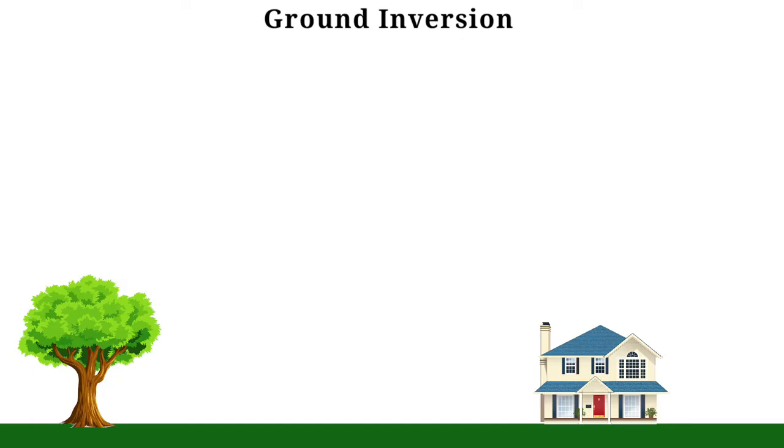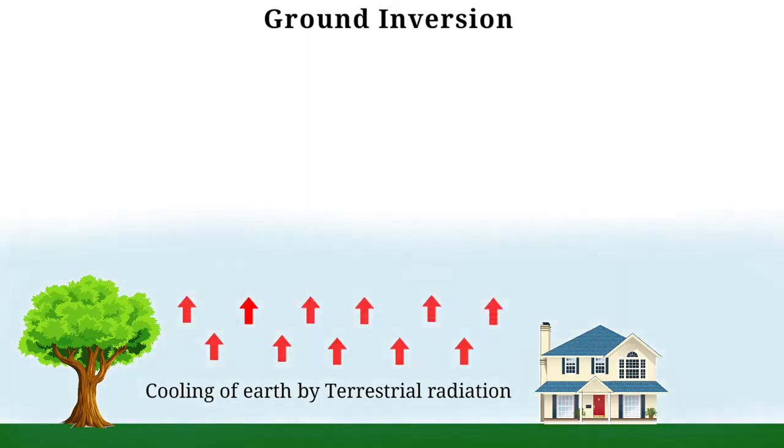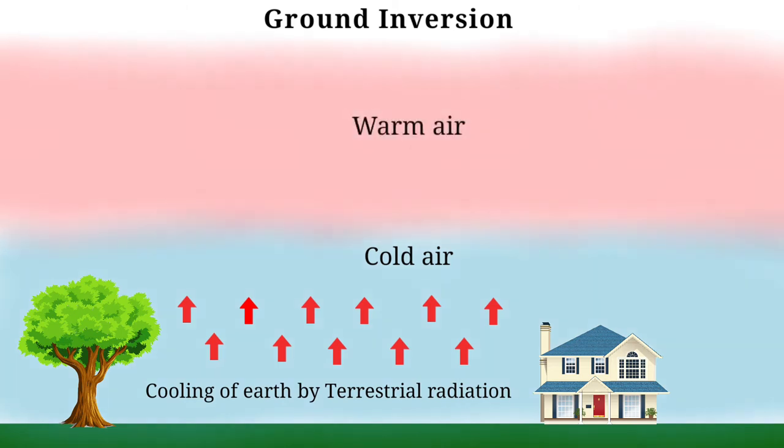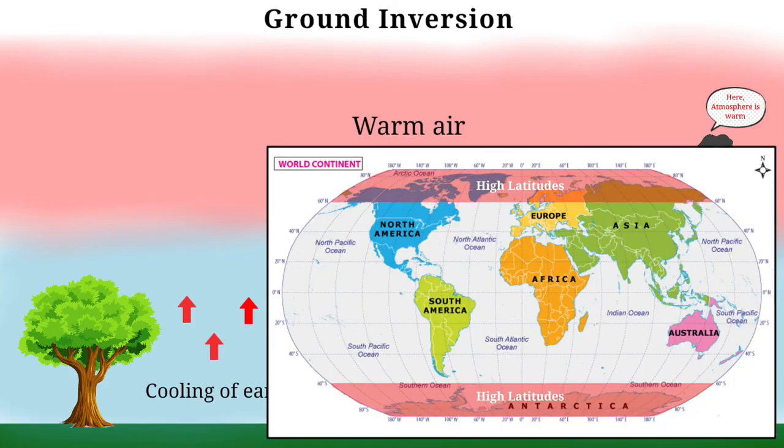So the ground inversion takes place when the surface of the earth is cooled rapidly by the terrestrial radiation of the earth under the clear sky. In this way, the temperature above the ground becomes warmer as compared to the temperature near the ground. So when someone goes up, he or she will feel the increase in temperature with increase in height. Ground inversion is very common in the areas of high latitudes, and in winter it is common in the plain areas, even in the tropical regions.